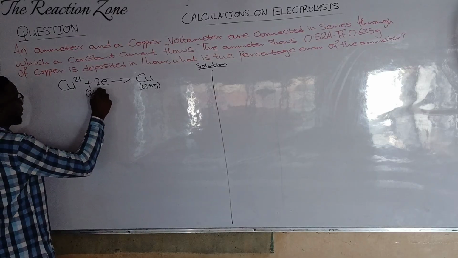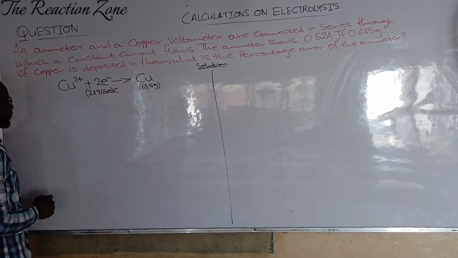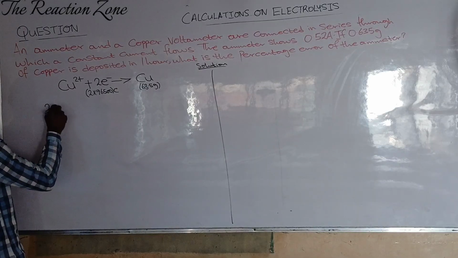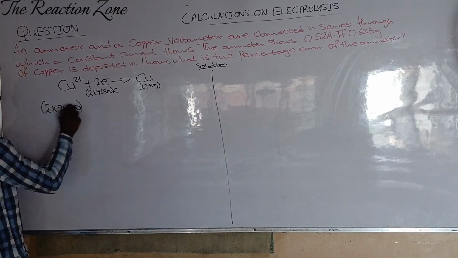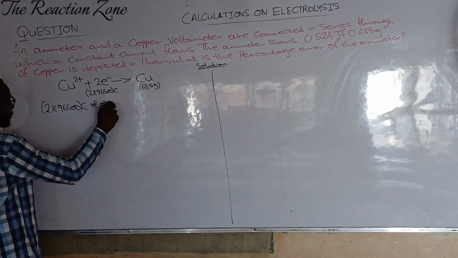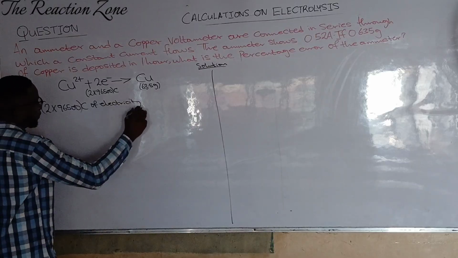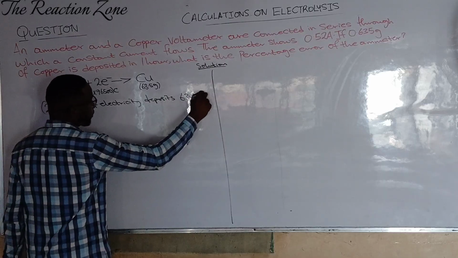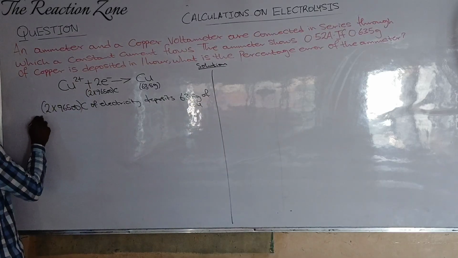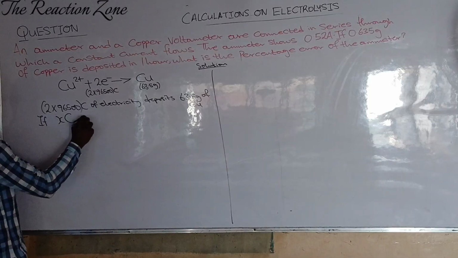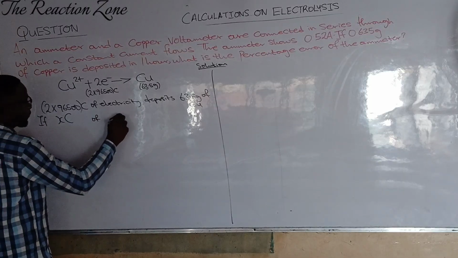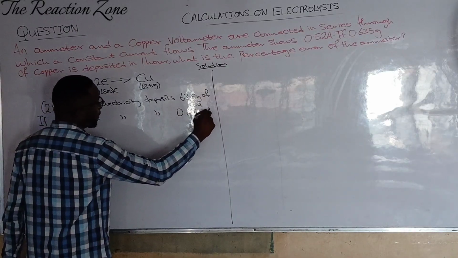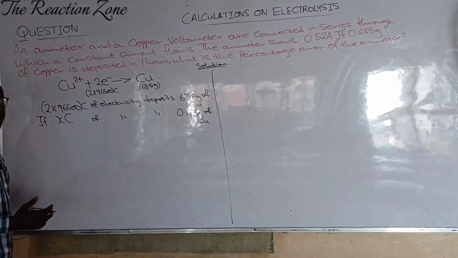But there are actually 2 moles of electrons here, so this is going to be 2 times 96,500 coulomb. So from this equation, we can say that 2 times 96,500 coulomb of electricity deposits 63.5 grams of copper. So we can say that if X coulomb of electricity deposits 0.635 grams of copper, then we can cross multiply at this point.